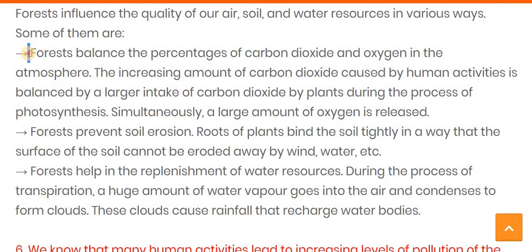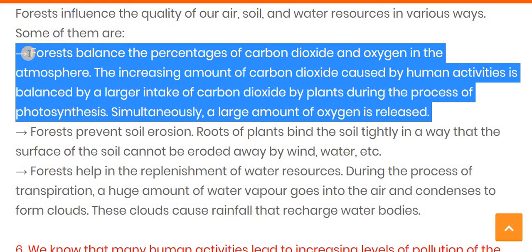So we can write down that forests balance the percentage of carbon dioxide and oxygen in the atmosphere. As we know, during photosynthesis, plants take carbon dioxide from the atmosphere and give back oxygen. And during respiration, they take oxygen and release carbon dioxide. So the increasing amount of carbon dioxide caused by human activities is balanced by the larger intake of carbon dioxide by plants during photosynthesis, and simultaneously a large amount of oxygen is released. Due to that, the balance of oxygen and carbon dioxide in the atmosphere is maintained.